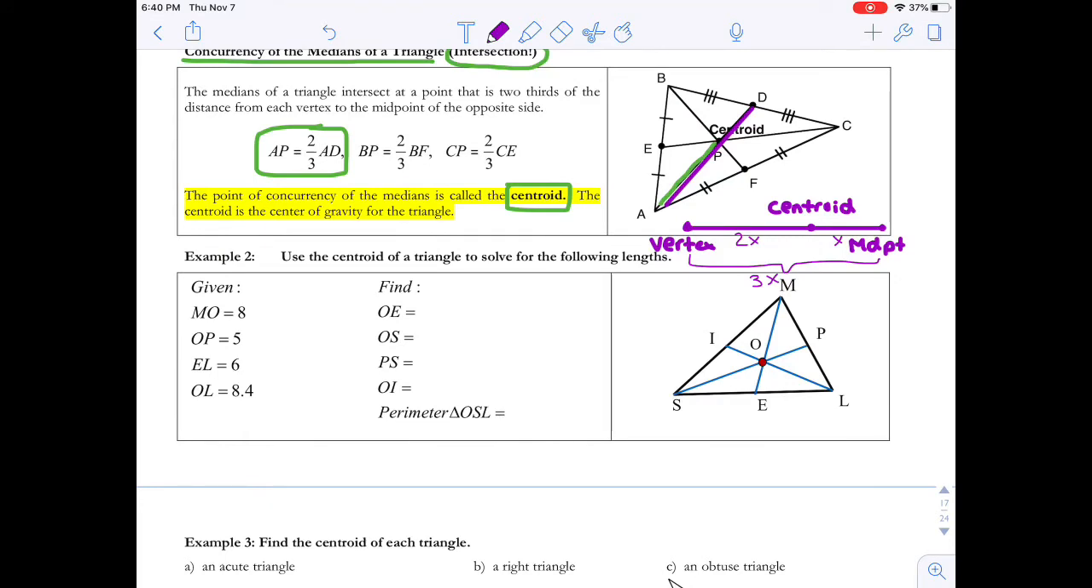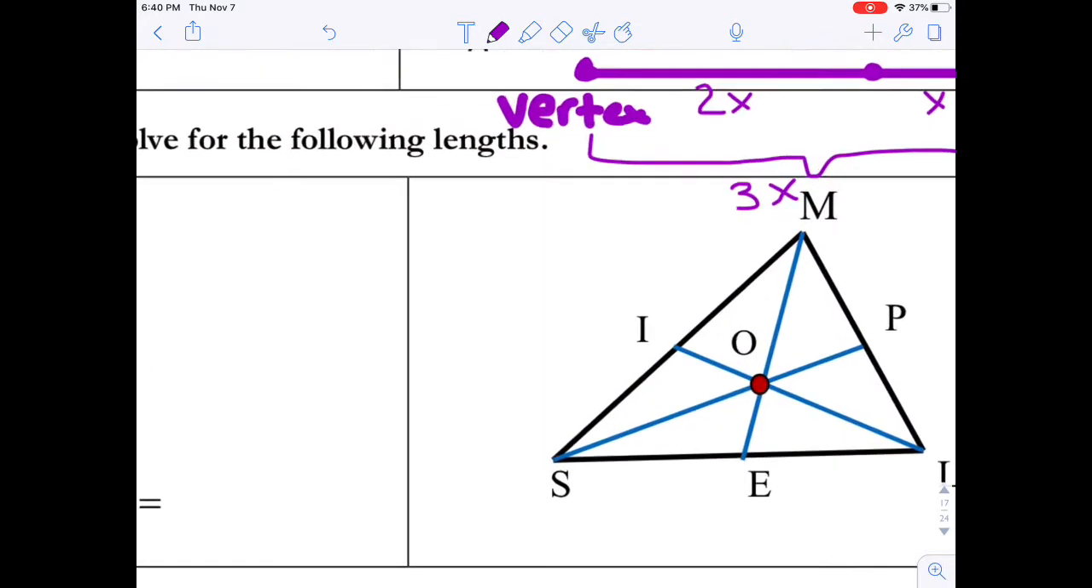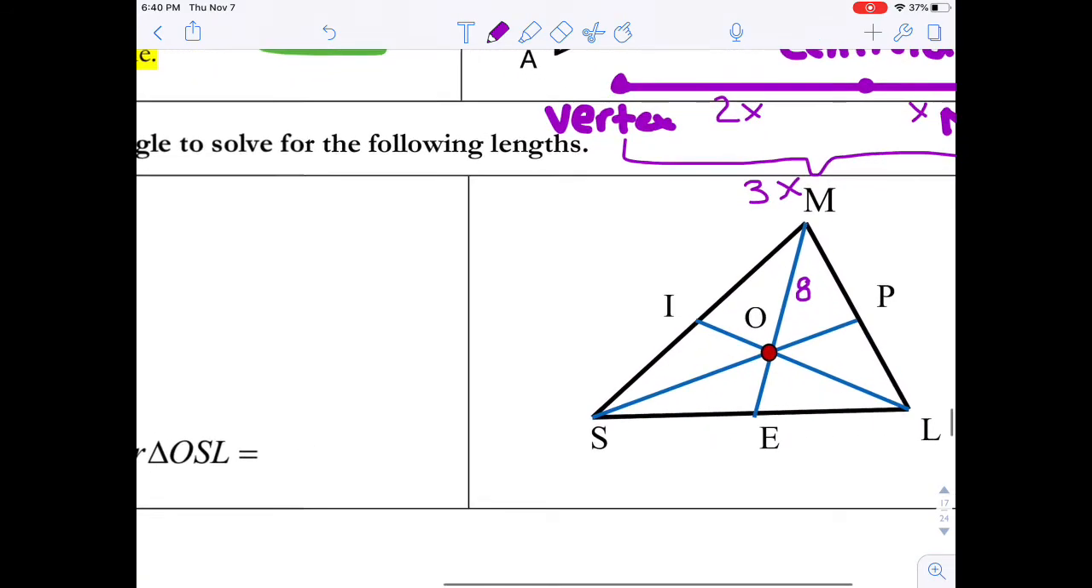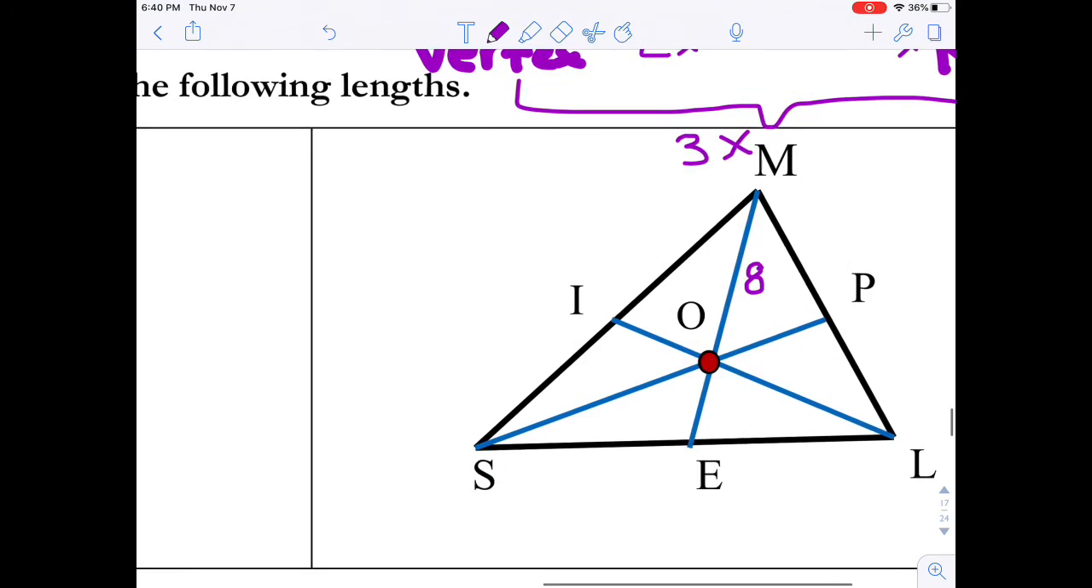So use the centroid of a triangle to solve for the following lengths. So they give us some lengths. They tell us MO is 8. So MO is 8 right here. They tell us OP is 5. EL is 6. And OL is 8.4.